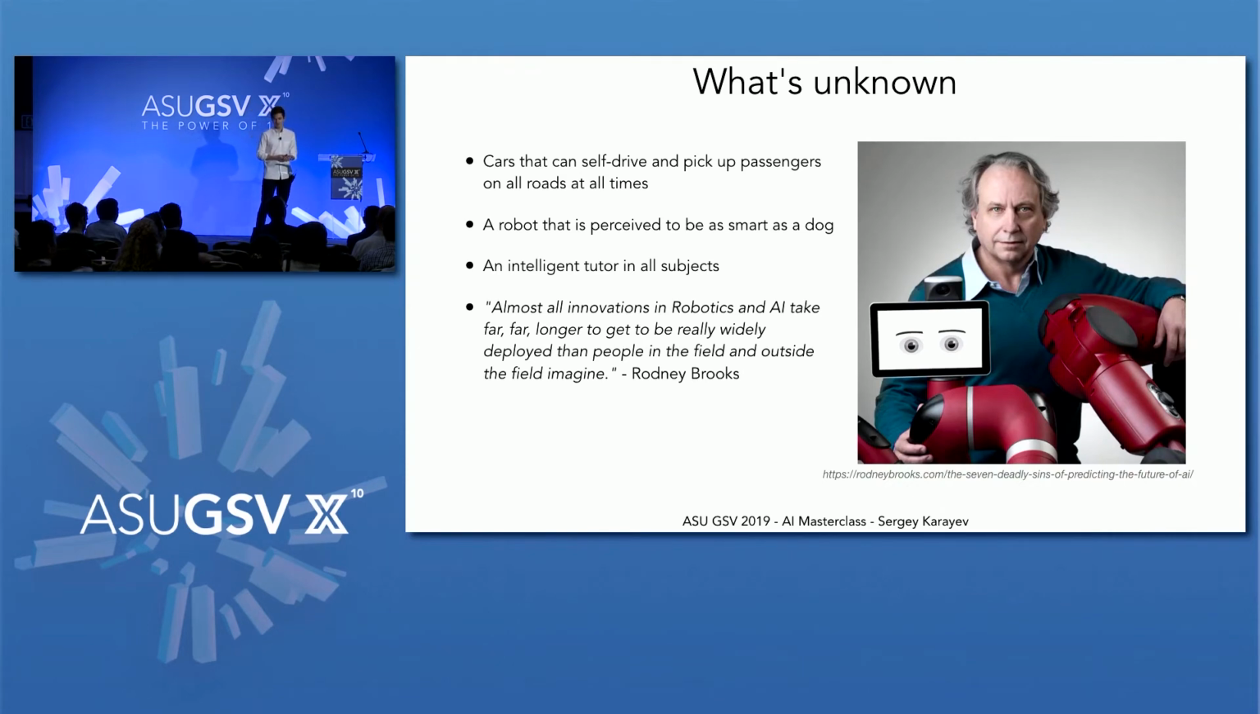And I really like Rodney Brooks's. Rodney Brooks is the current head of MIT AI Lab. He has a really good, not pessimistic, but just a realistic perspective. Basically, all innovations in robotics that we've had so far in AI have taken way longer than people originally thought. And that's probably going to continue. And that's true for people in the field and outside of the field.